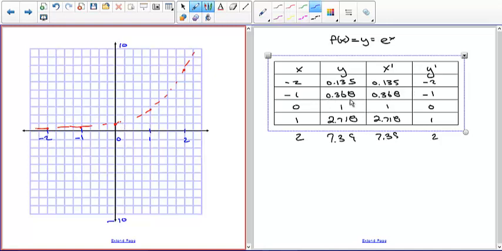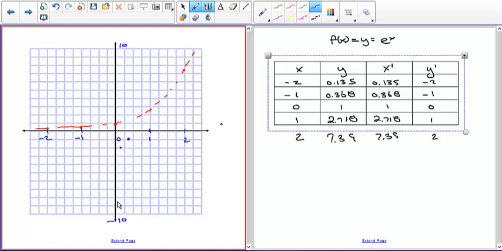Now, the inverse function says at 0.135, so this is 0.5, 0.25. So 0.25, 0.135 is going to be something like there. You get -2, which is that. X equals 0.368, so this is 0.25, so 0.368 is probably about there. The y value is -1. When x equals 1, x prime equals 1, y equals 0. When x equals 2.78, well actually that's way out here, so you get 1, like that.